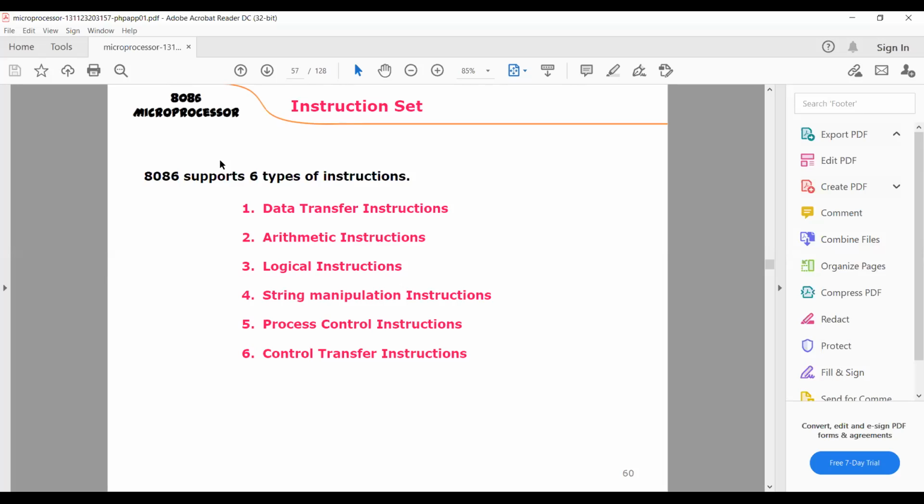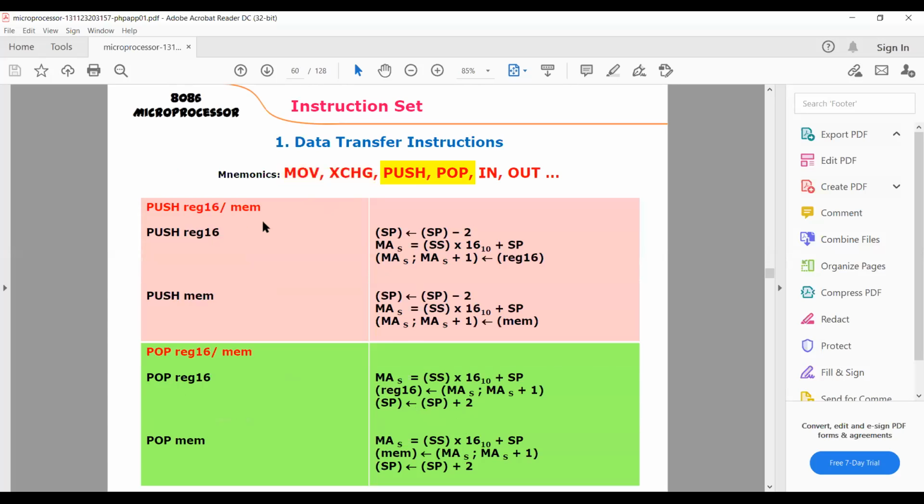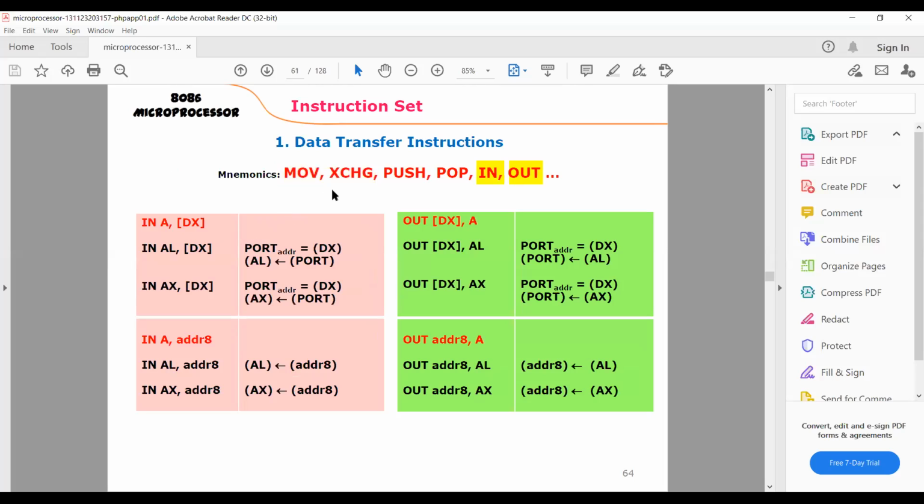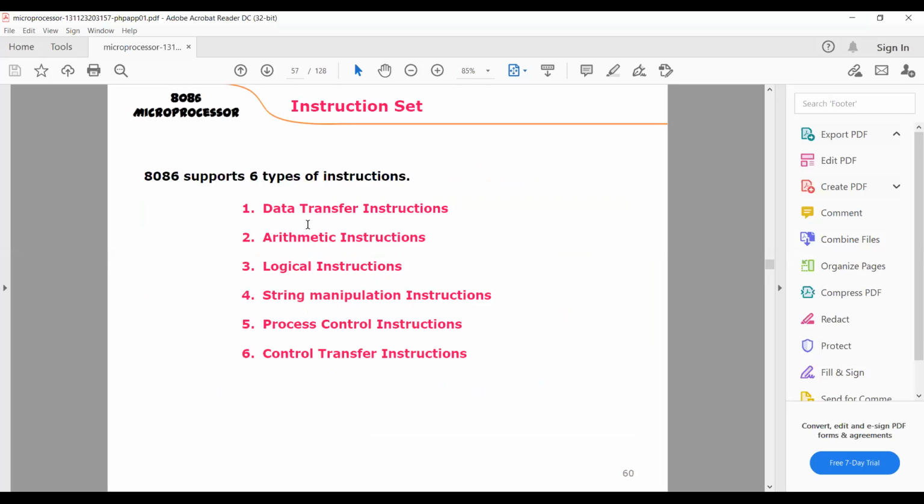We'll start this instruction set in the next class. We'll start with the data transfer instructions, and we'll try to understand each and every point, see what instructions are there with different examples also. I'll try to explain the things very clearly. So please be attentive and regular to the classes until this instruction set is completed. If we complete this instruction set, we'll be completing chapter 2 also.